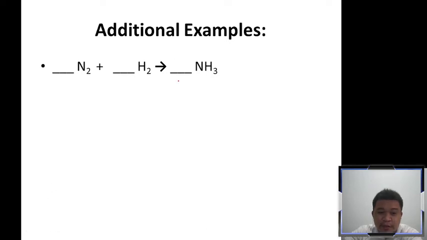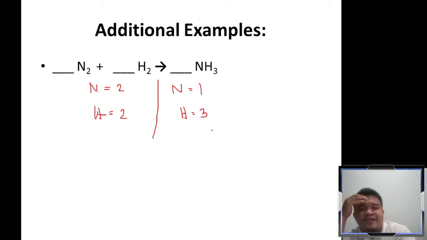Let's do again an accounting. Always do not forget that. N here is 2 because of the subscript 2. H here is also 2 because there's subscript 2. How about this? N here is now 1. And H here now is how much? 3. Wow. This is a bit complicated.